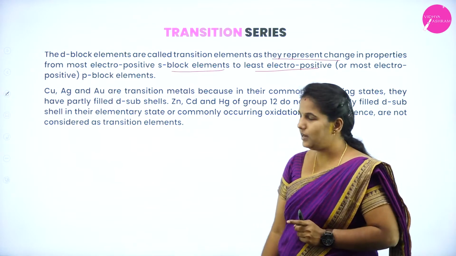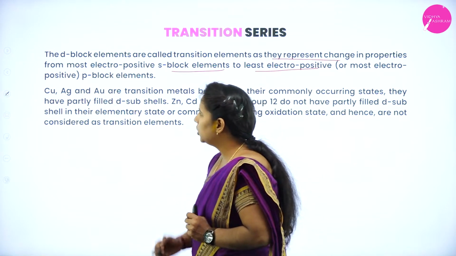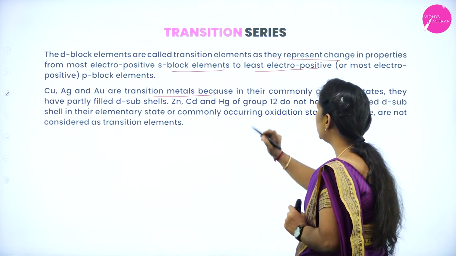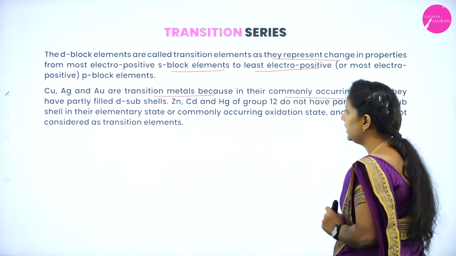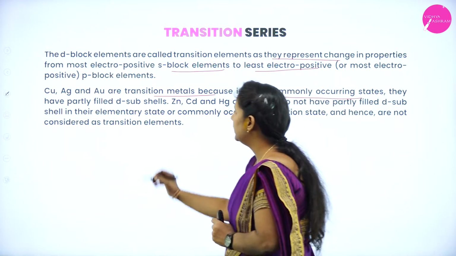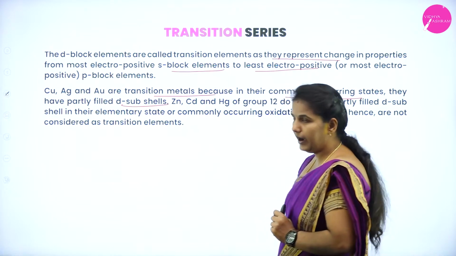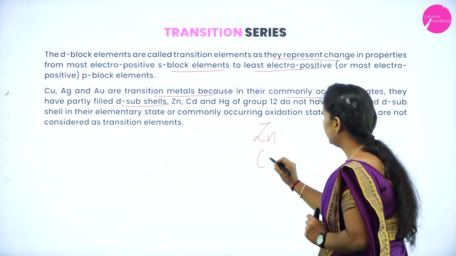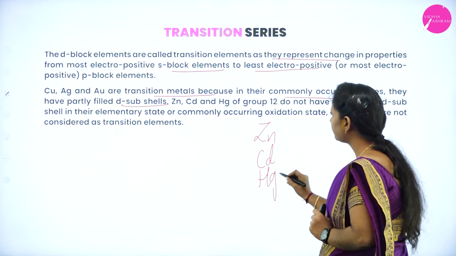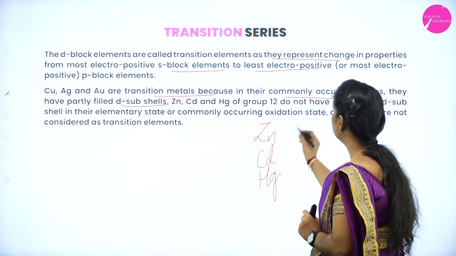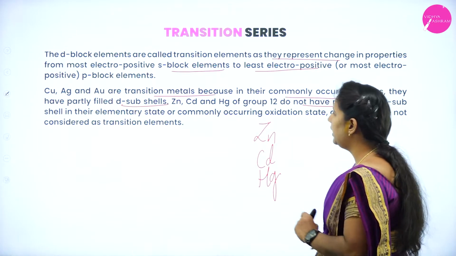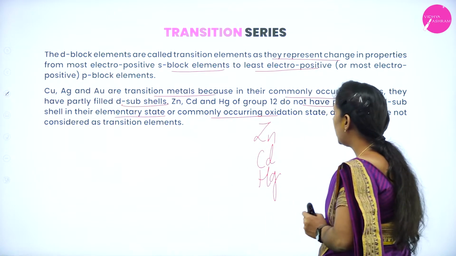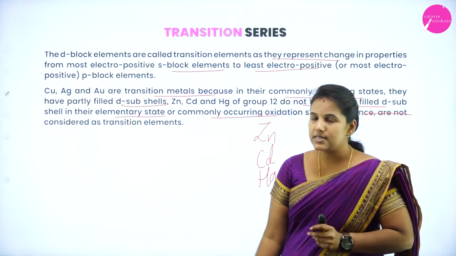Copper, gold as well as silver are transition metals because of their commonly occurring oxidation state and they have partially filled D subshells. But we have exceptional cases here, that is zinc, cadmium and mercury of group 12. They do not have a partially filled D subshell in their elementary state and commonly occurring oxidation state, so they are not considered as transition elements.